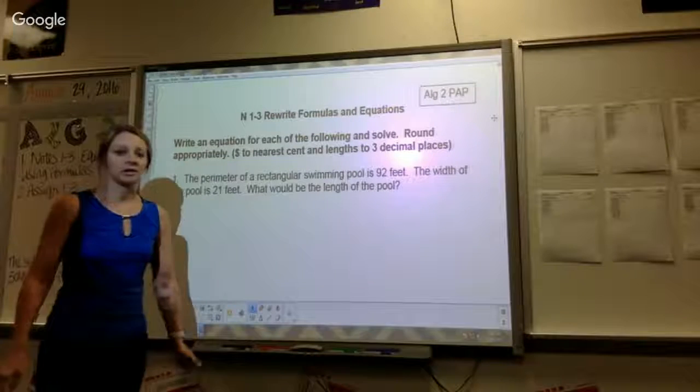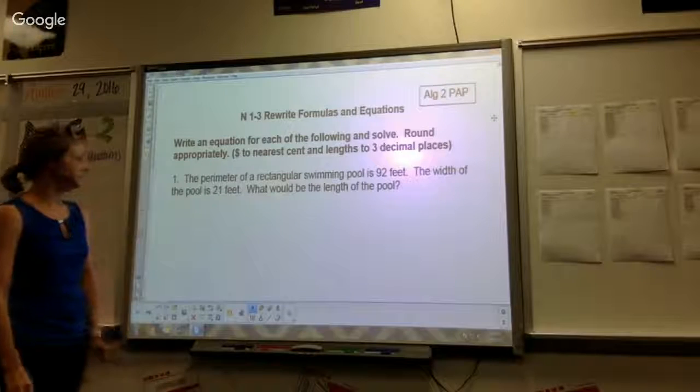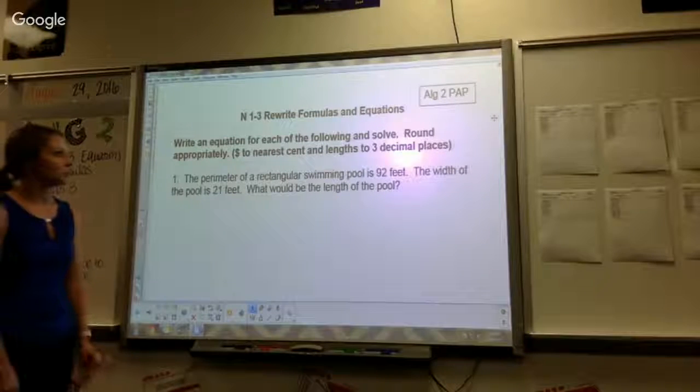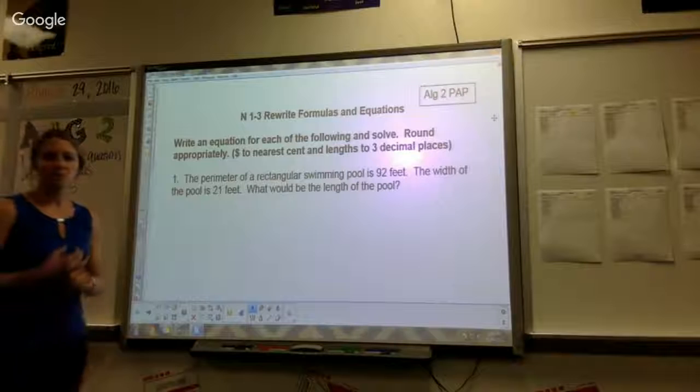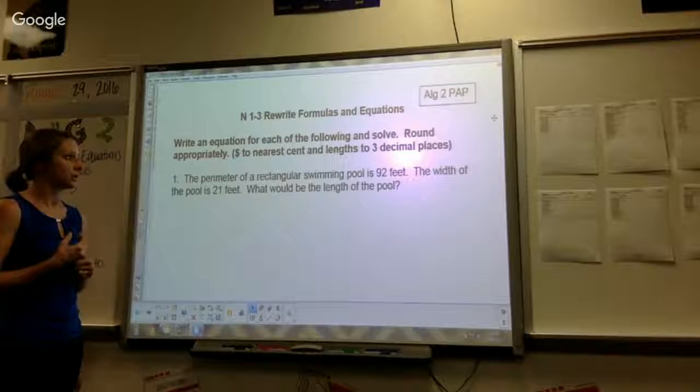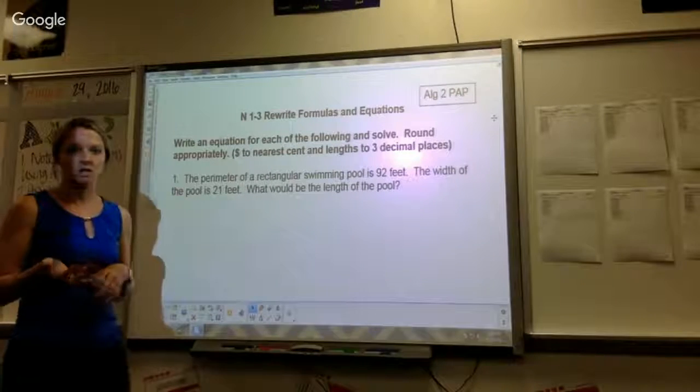Okay, so today we're going to be rewriting formulas and equations. We're going to write an equation for each of the following and solve. We're going to round appropriately, so if you're talking about money, make sure you round to the nearest tenth, and then all the other things rounded to 3 decimal places.